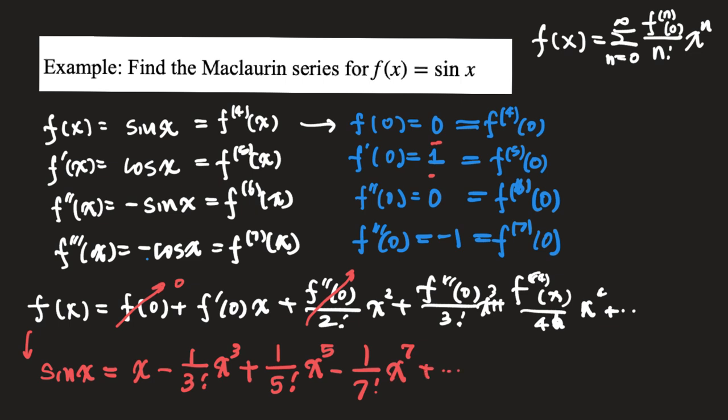How can I write the general term of this one, guys? It's a summation, an alternating series, negative 1 to the n, and it starts at n equals 0 to infinity. The bottom, the first one is 1, so 2n plus 1 factorial, x to the 2n plus 1. That's the Maclaurin series for sine.